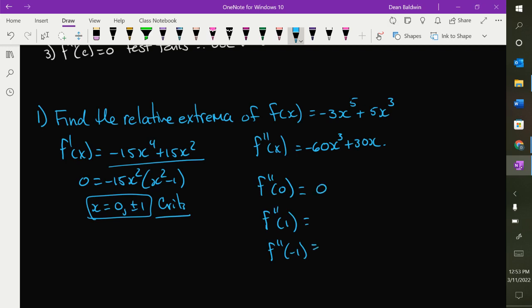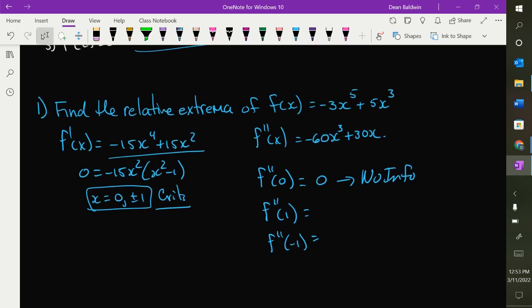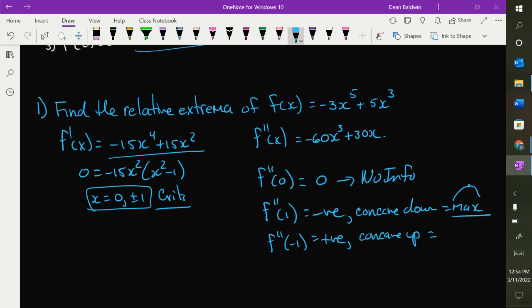If I put 0 in, I get 0. It doesn't tell me any info. We'll deal with that in a sec. That is this last one. If I put 1 in, I get a negative number, which means we are concave down, which means we have a max at that point. We're concave down at the critical number, we have a max. If we put negative 1 in, I get a positive number, which means we're concave up, which means I have a min.